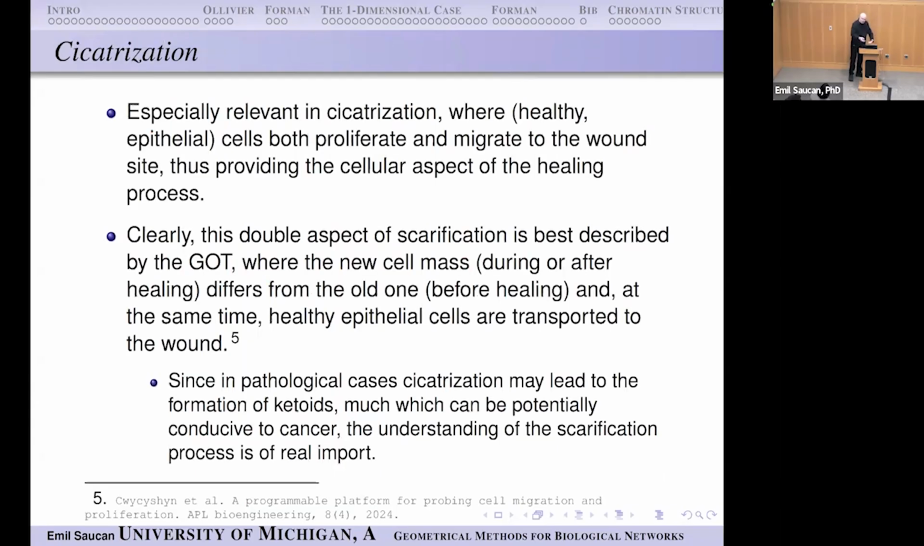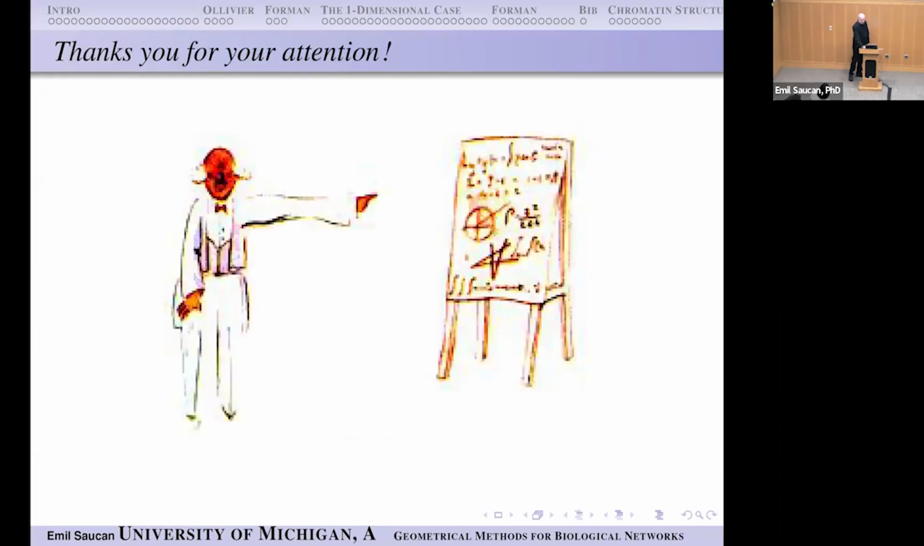And I have a new kind of Ricci curvature for hypernetworks, but I won't bother you with that much mathematics. Okay, so thanks for your attention.